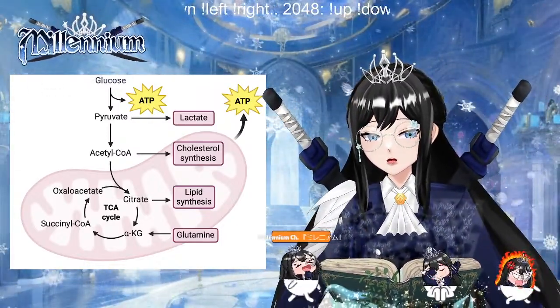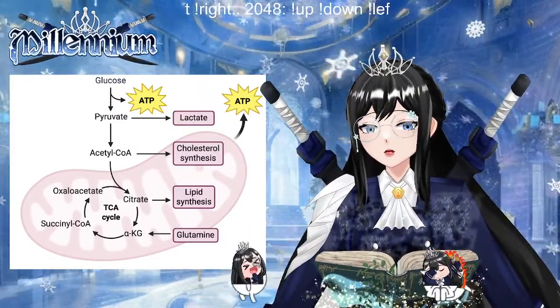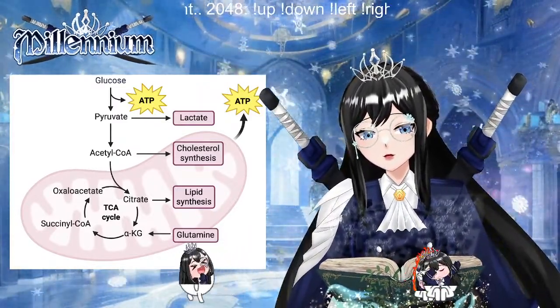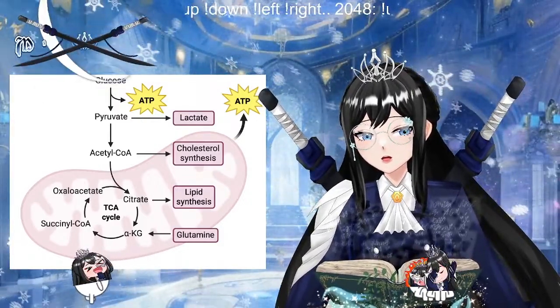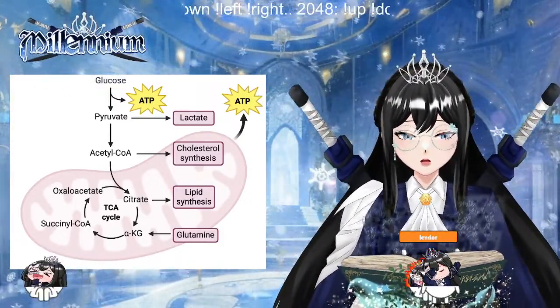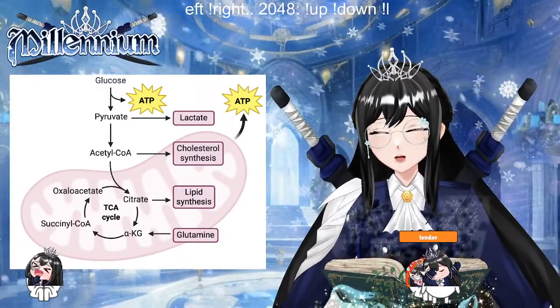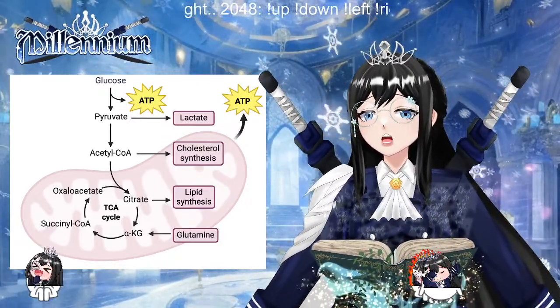Aldolase, we talked about how it cleaves fructose 1,6-bisphosphate into DAP and G3P. It is an aldol cleavage, reverse of an aldol addition.